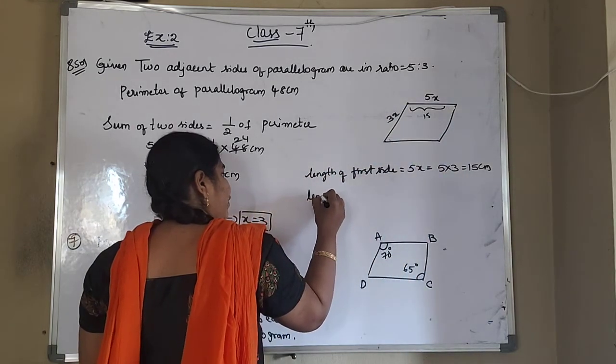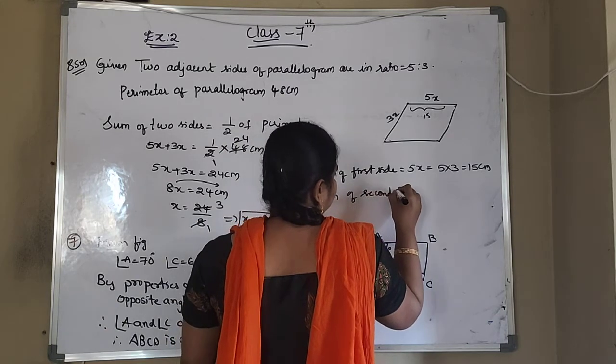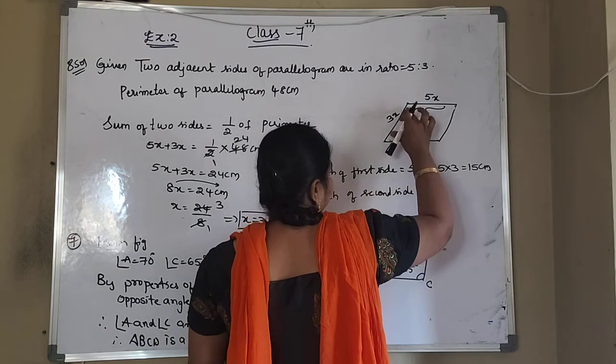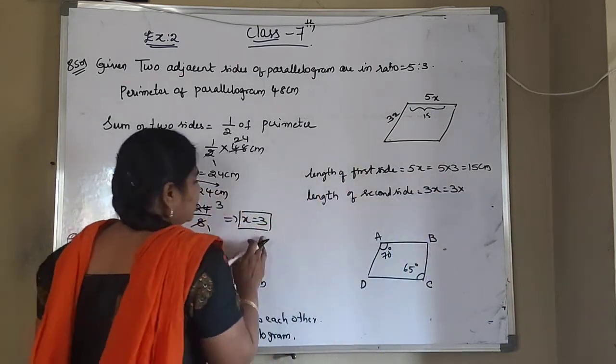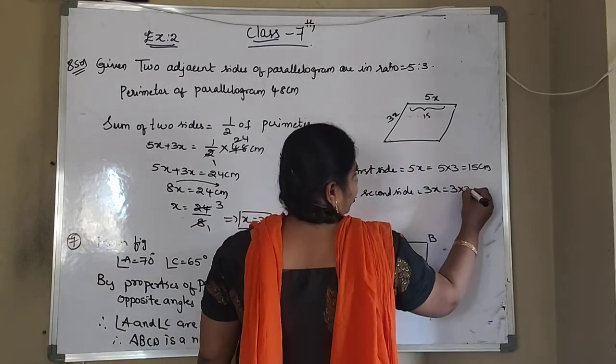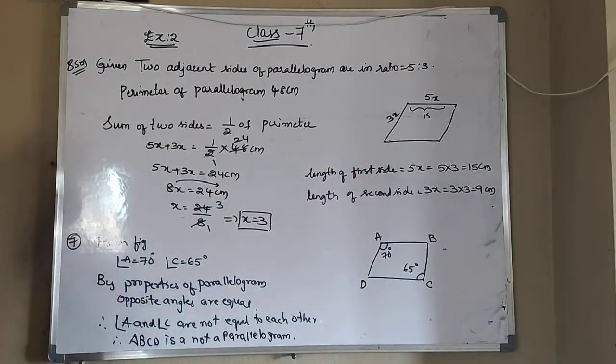Now we have to find the length of the second side. The length of the second side is 3x. 3 is a constant value. X value is how much? 3. So 3 into 3 will be equal to 9 centimeters. So this is our solution.